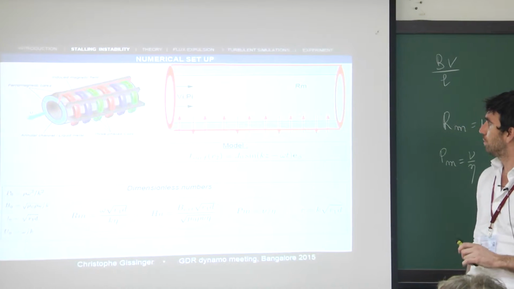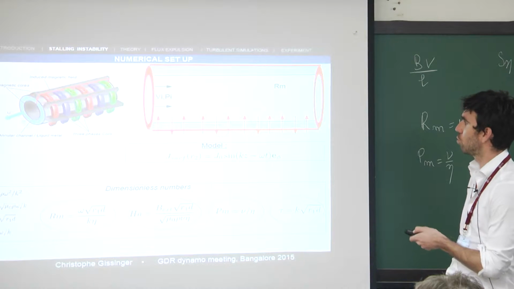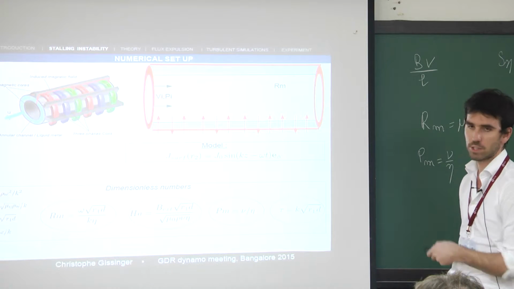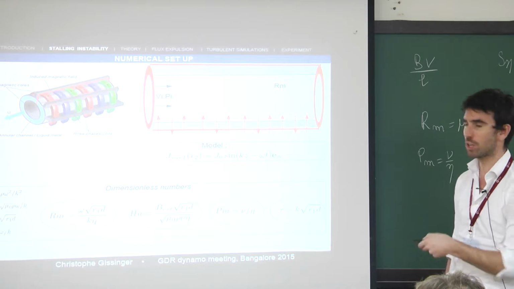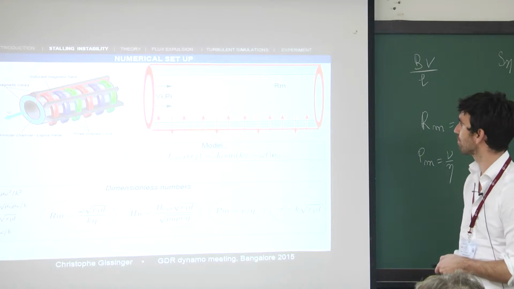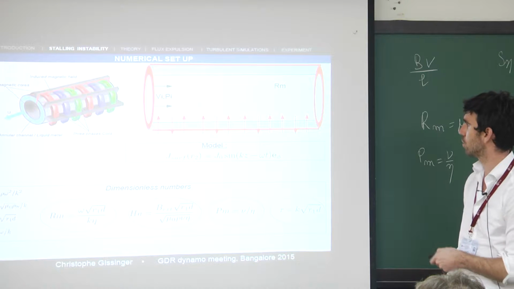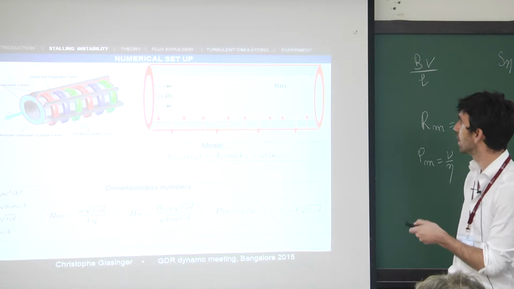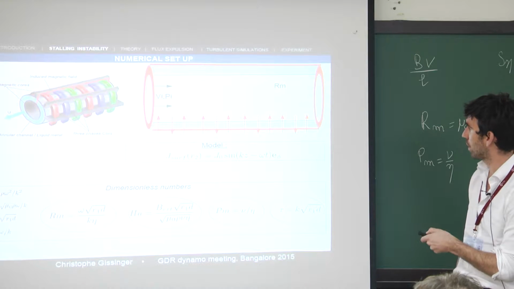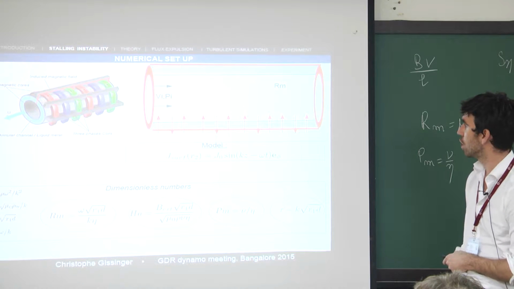So we try to find a very simple setup, trying to reproduce the minimal ingredients in an electromagnetic pump like that. So we are solving full MHD equations in a cylindrical geometry. So you have two concentric cylinders. We're using the code Heracles, which is a finite volume MHD code. So here is the gap where the conducting fluid is.